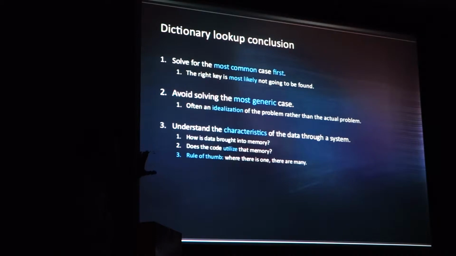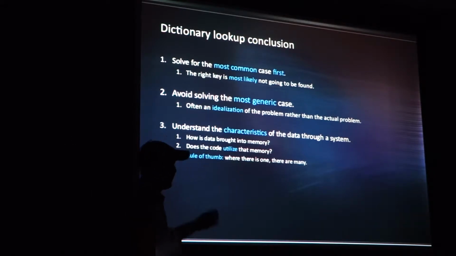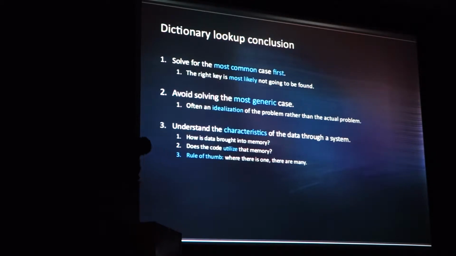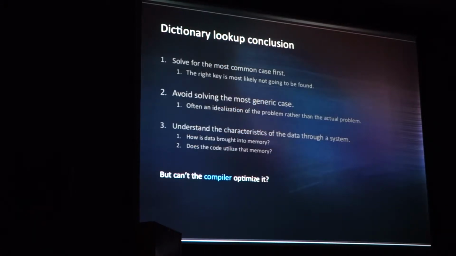You want to understand the characteristics of how data flows through a system. And by that I mean, how does the data interact with memory? How is it brought in? What is brought in along with that memory? What else comes in with that memory? Does the code actually utilize that memory as I access it? And the rule of thumb in this is that where there's one object, there are many objects. Do not generalize your solutions. Generalizing your solutions is crap. It's low performance.